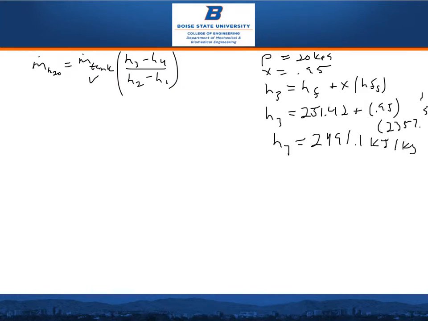And then H4 is also at a pressure of 20 kilopascals, and they're saying it's leaving as a saturated liquid. So we can look at our values on the table for HF at 20 kilopascals on table A5 and see that that is 251.42. Okay, so now we have H3 and H4.